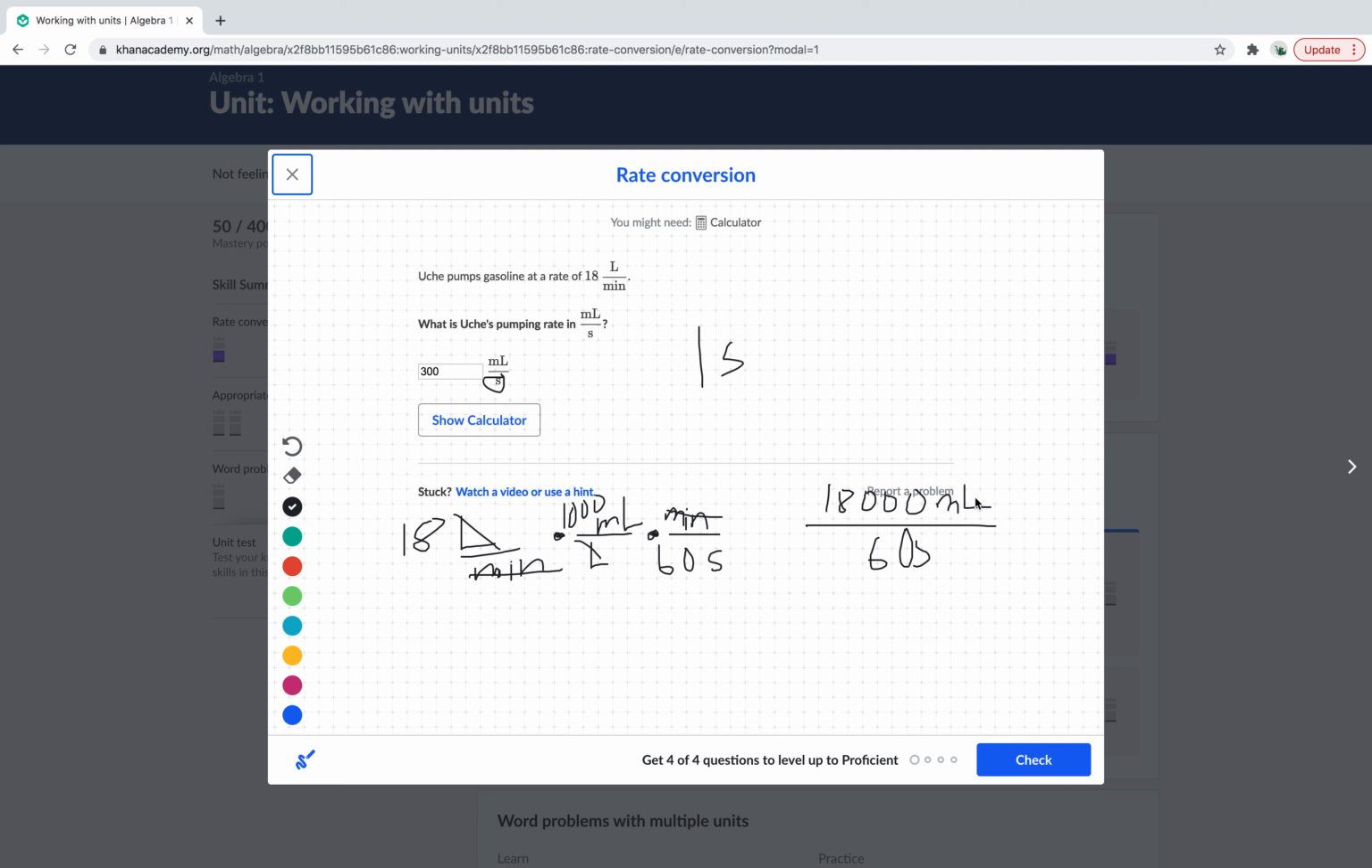Okay, how do I get that? I divide both sides by 60, so that will become S, and this will become 300. Let's check our answer. Correct.